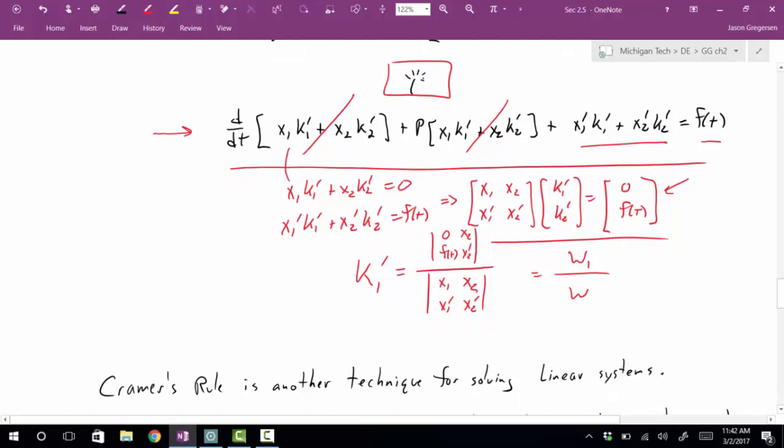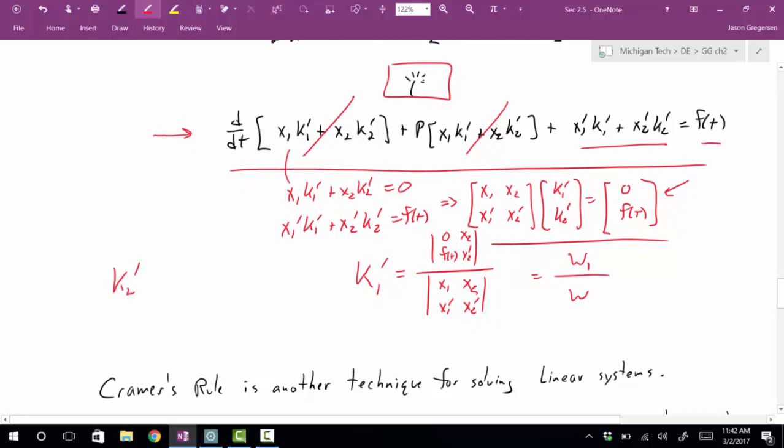Okay. I can do the same thing for K2 prime. The only difference is in the numerator: instead of replacing the first column, I replace the second column.